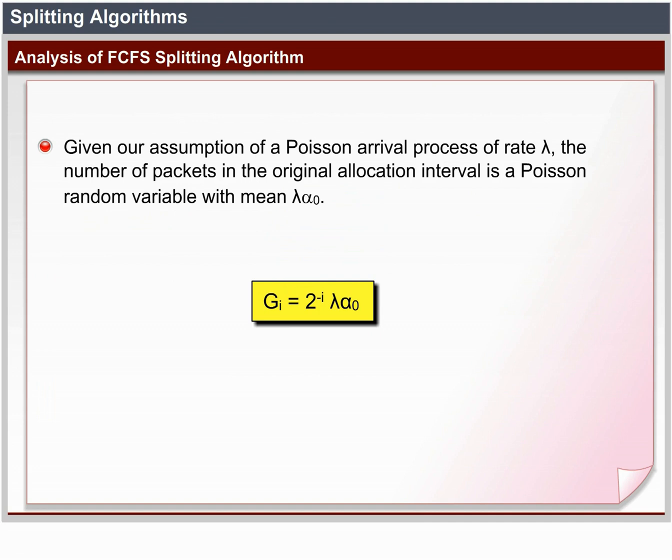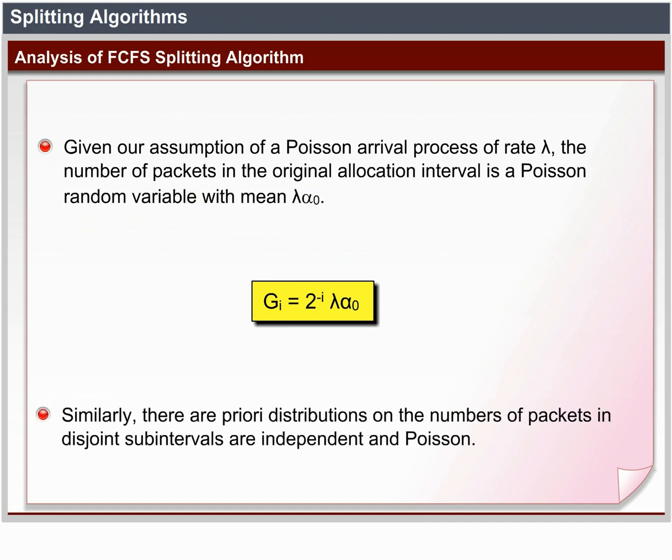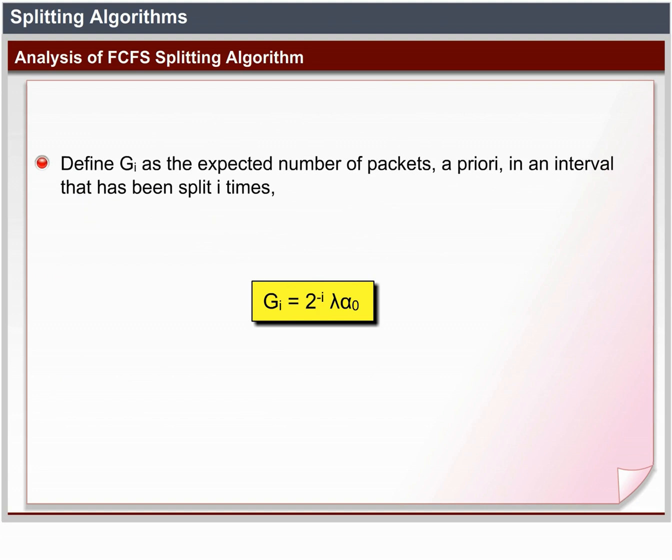Similarly, the prior distributions on the numbers of packets in disjoint subintervals are independent and Poisson. Define G sub I as the expected number of packets a priori in an interval that has been split I times. G sub I is equal to 2 to the power minus I times lambda alpha naught.